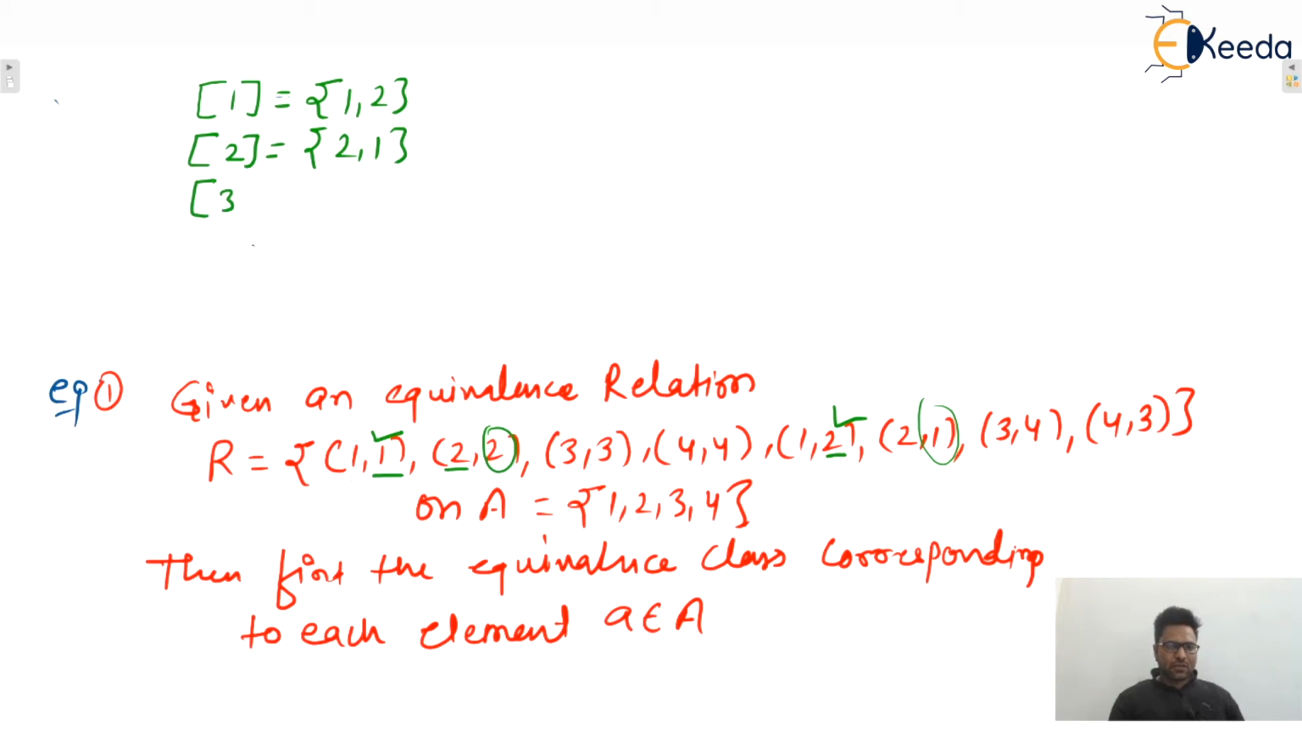Similarly, let's say 3. 3 is related with 3 as well as 3 is related with 4. So the equivalence class of 3 is {3, 4}. And similarly, the equivalence class of 4: 4 is related with 4 and 4 is related with 3. So again {4, 3}. So these are the equivalence classes, isn't it? Now you can observe, yes, write down one note.